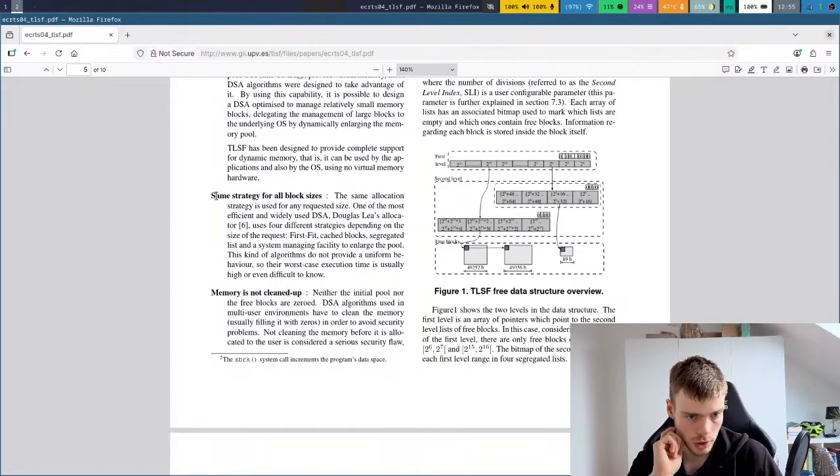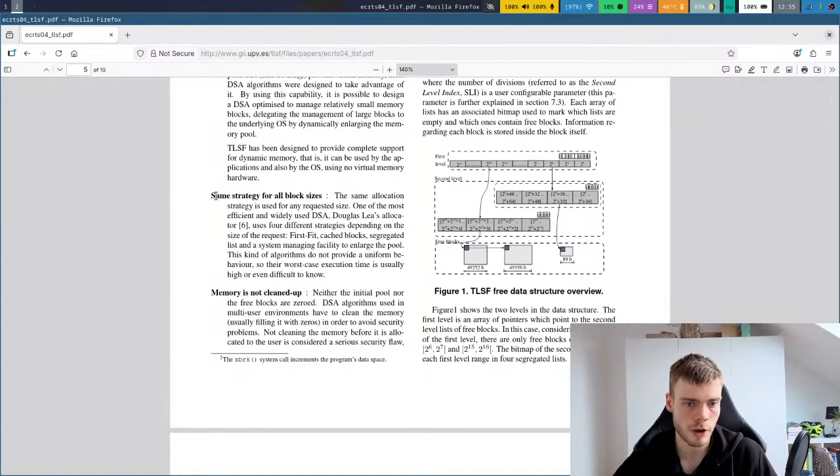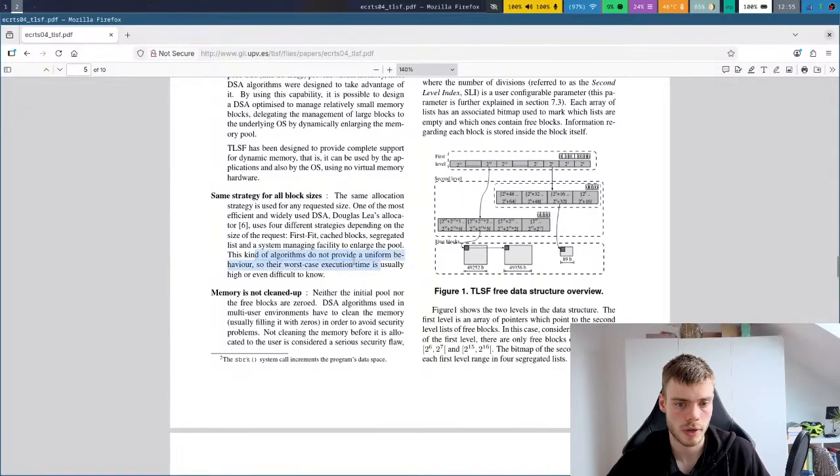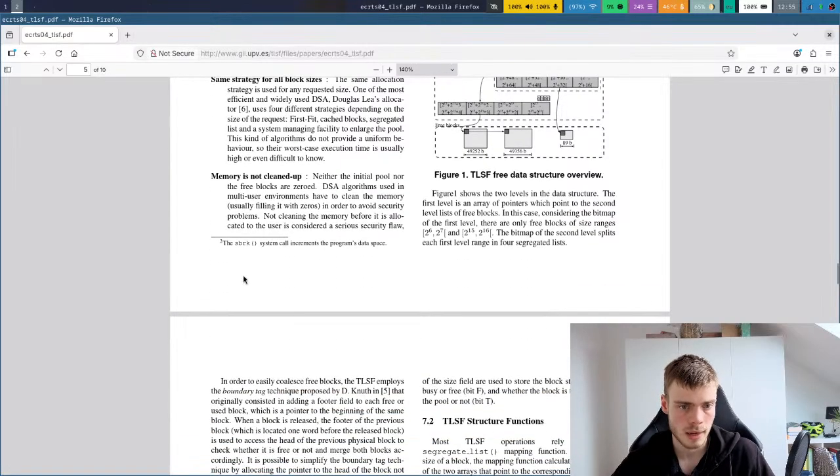One of the most efficient and widely used is Doug Lea's, which uses 4 different strategies depending on the sizes requested: first fit, cached blocks, second list, and so on. These kinds of algorithms do not provide a uniform behavior, so the worst case is high or even different.